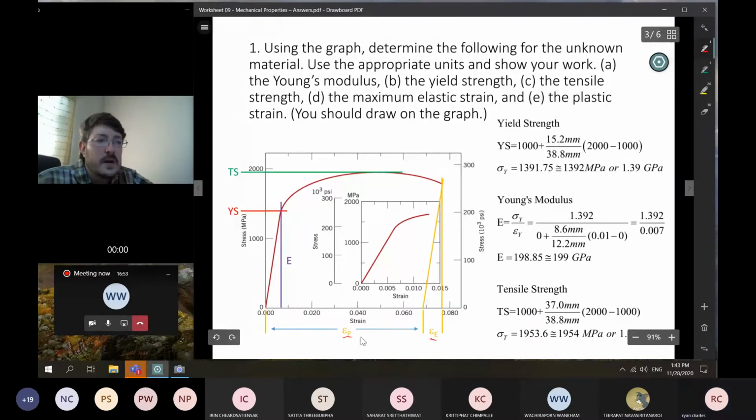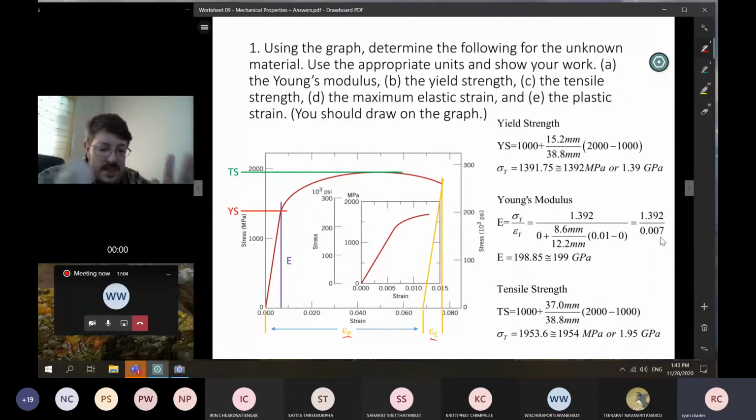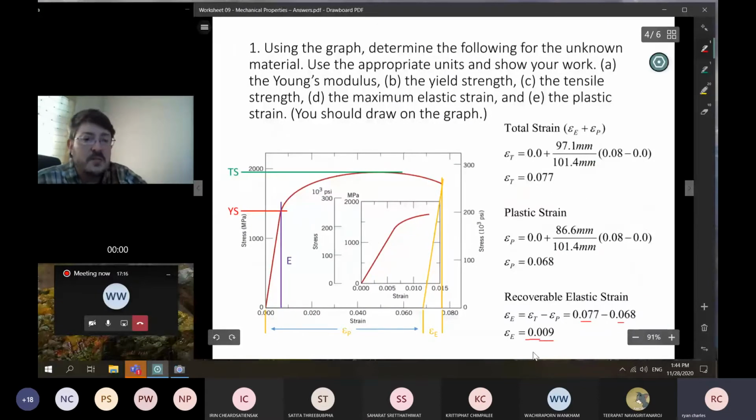Back here, the elastic strain at yield was 0.007. See, you can add a little bit more elasticity after plastic deformation. You're still stretching bonds. It's not like we stopped stretching them all of a sudden. We're still stretching them, so we add a little bit more to it. So it's about 0.009.